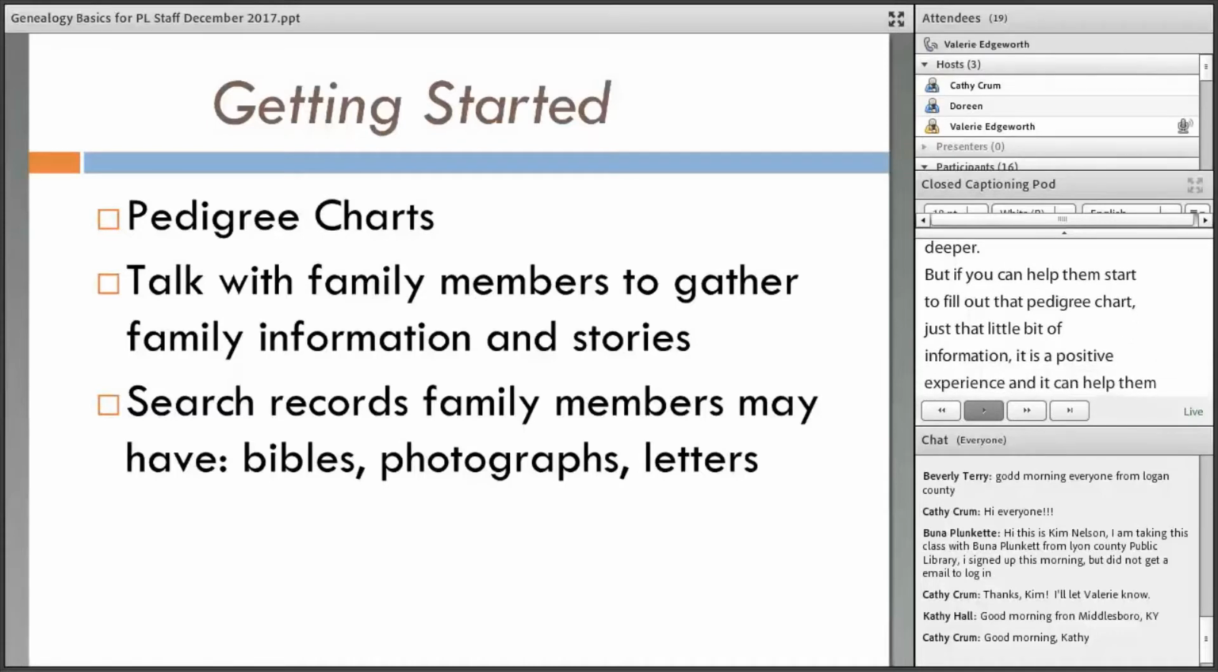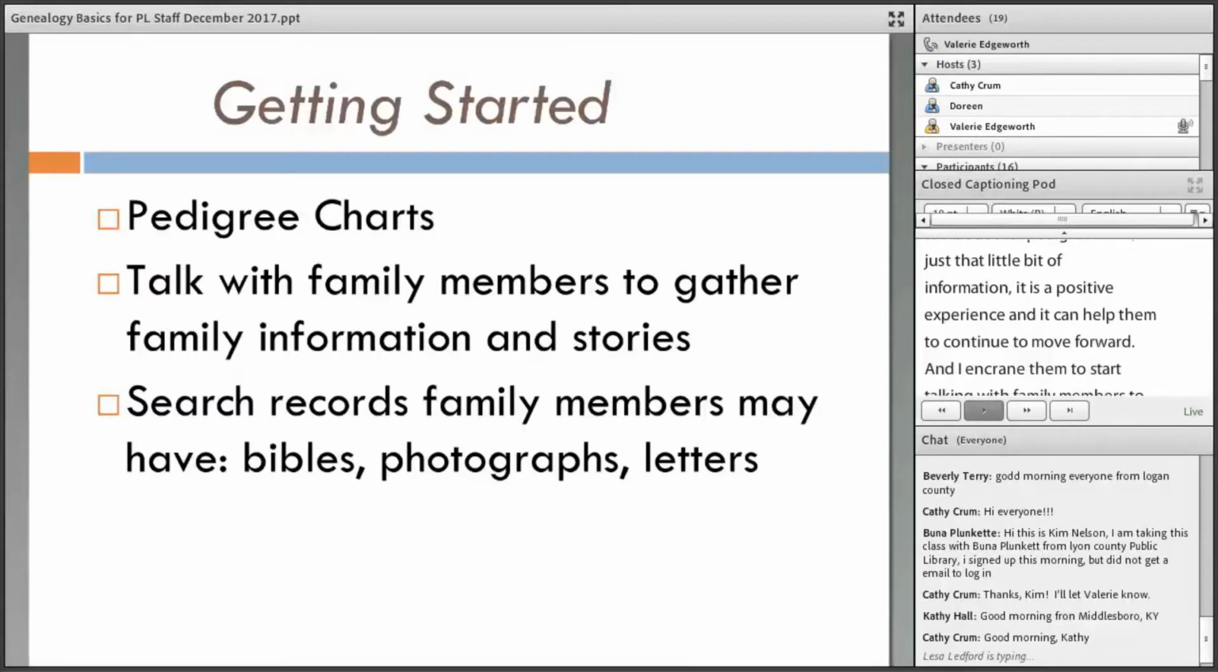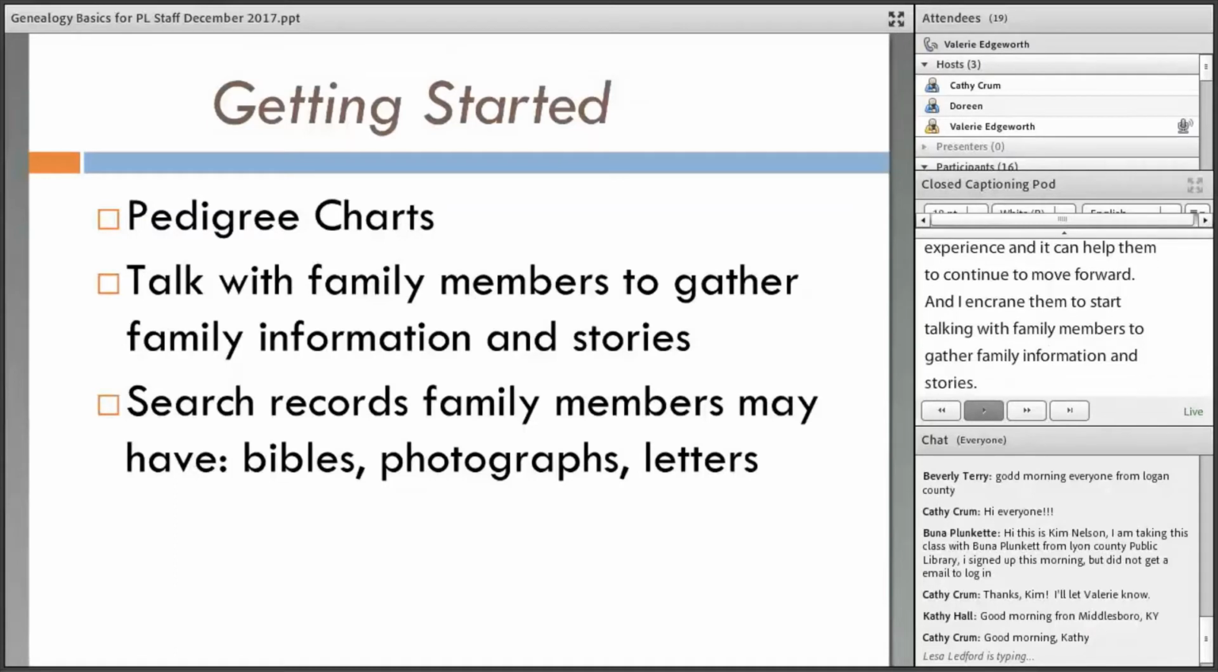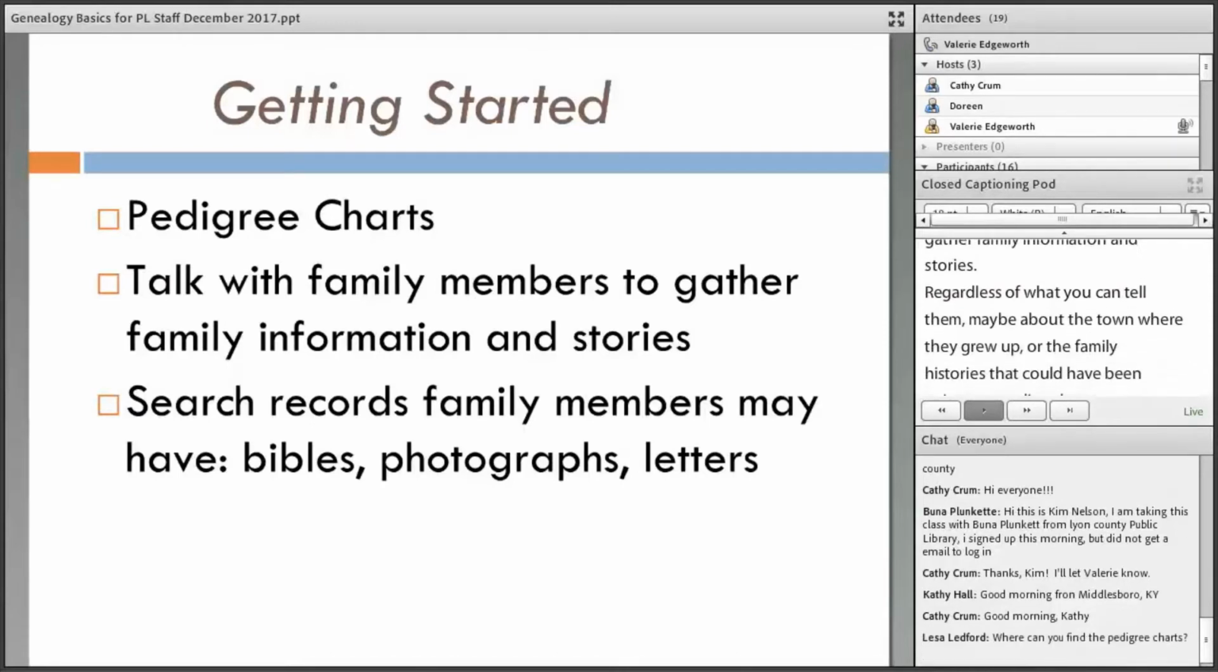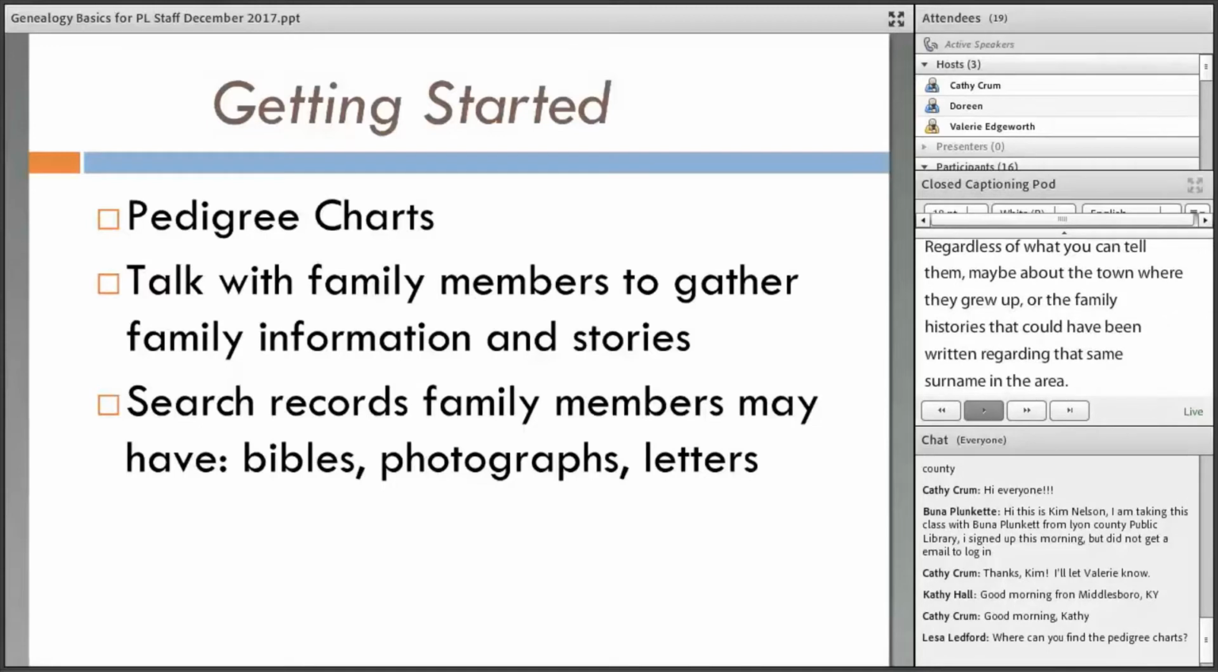Then at that point, I encourage them to start talking with family members to help gather family information and stories. Regardless of what you can tell them about the town where they grew up, or the family histories that could have been written regarding that same surname in the area, starting with your own family, if possible, is the best way to get started.